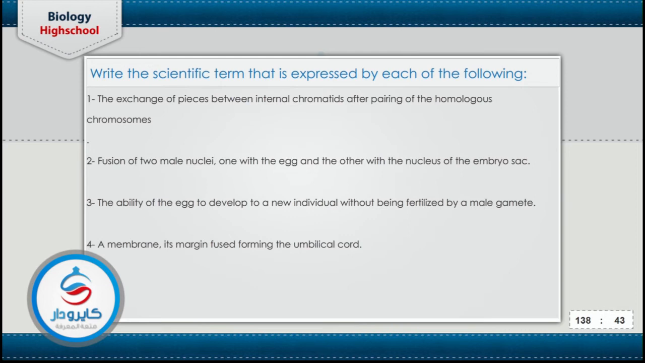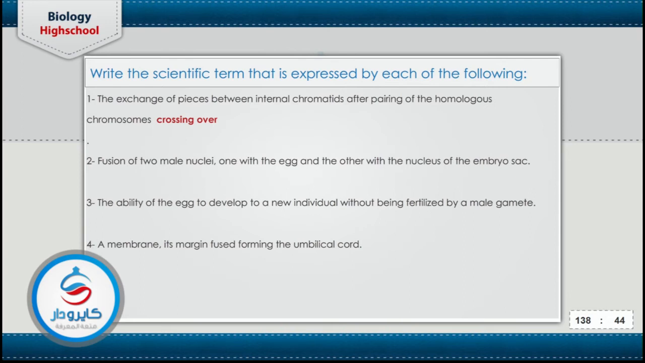The exchange of pieces between the internal chromatids after pairing of the homologous chromosomes. We understand that this exchange is called crossing over. So during the crossing over, the attachment point of the crossing over chromatids is called the chiasma. At the chiasma the exchange takes place during the crossing over.